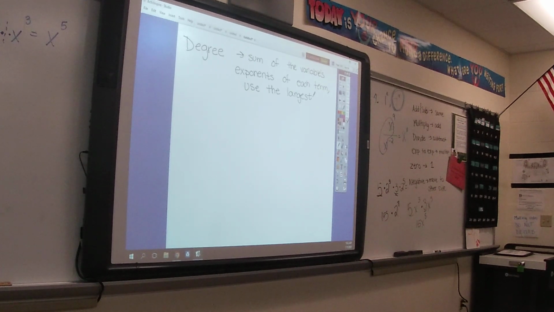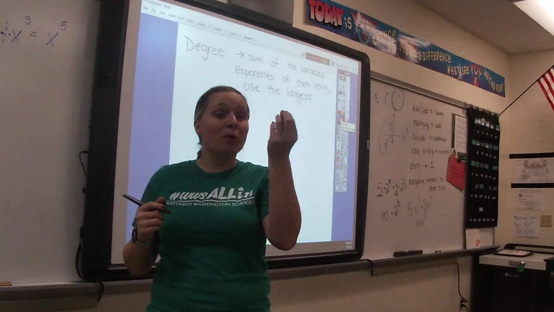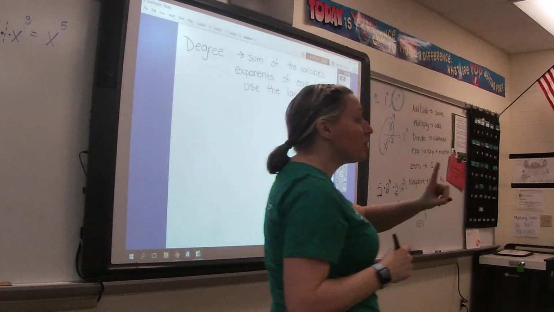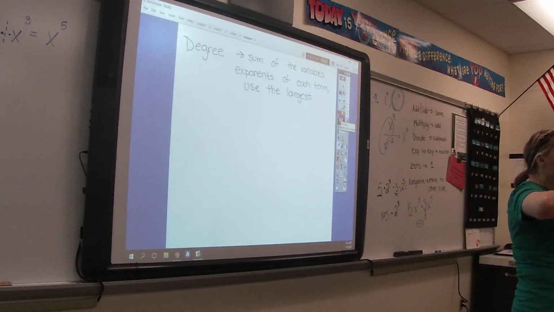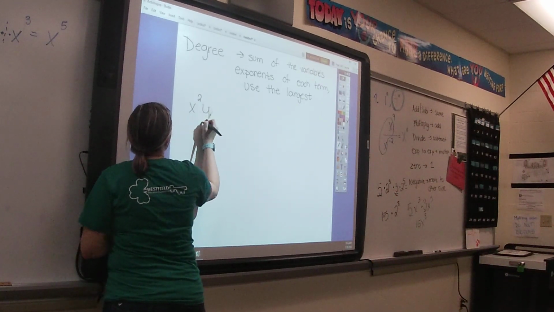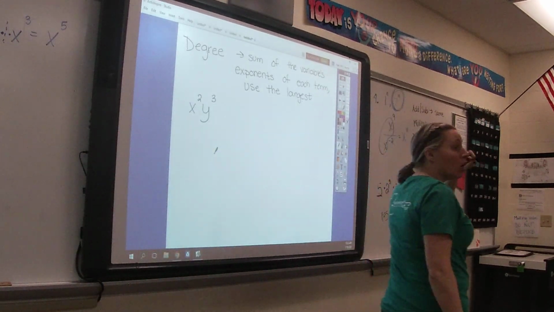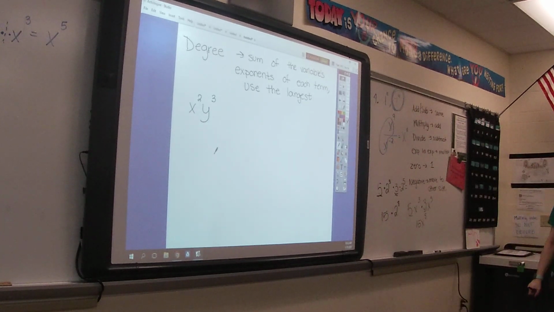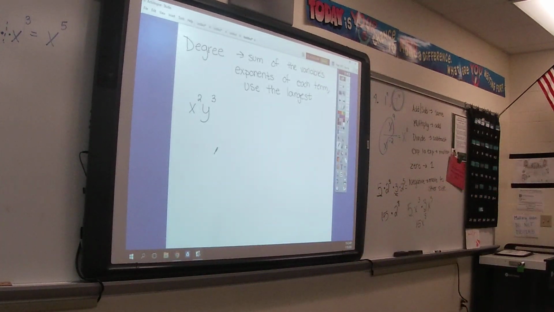Now, one piece that's important to understand is that we can have multiple variables, but still only be talking about one term. So we said that a term is things being added or subtracted from each other. So if I say something like x squared y to the third, this is still only one term because there's no addition or subtraction. Use the largest. You said x squared y to the third is still one term.